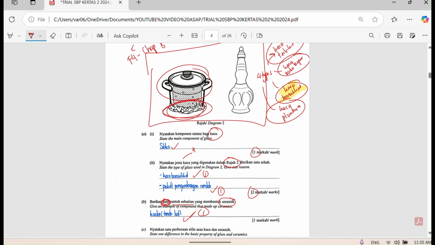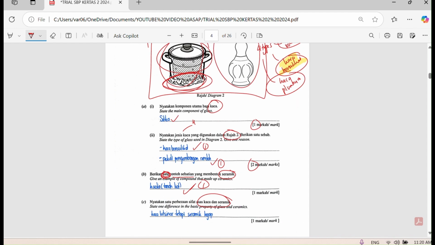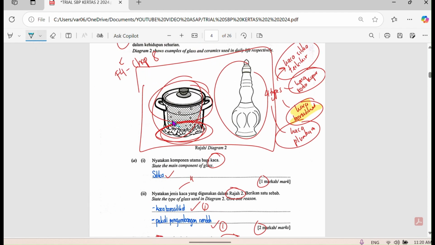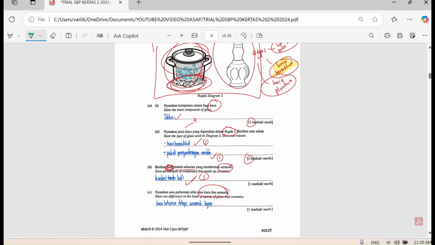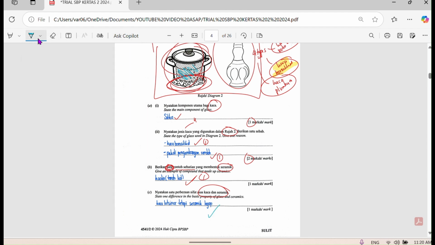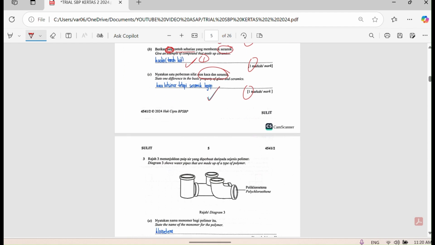Okay. Nyatakan satu perbezaan sifat asas kaca dan ceramic. Like in this case, kaca is see-through, ceramic you can't see through. See, kaca lutsinar, you can see the water inside here, correct? Here, even if you add water, you can't see. So, kaca lutsinar, tetapi ceramic legap. Or anything else that makes sense is acceptable. This is an open answer. It has many answers. Okay.